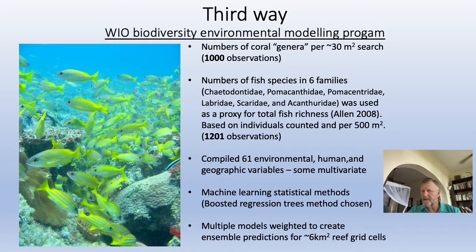We've combined at least 61 environmental and human variables that I'm aware of, and there may be a few more. And we're using machine learning statistical methods to develop models to fit to the biodiversity data and that environmental data, and that is then being used to fill in biodiversity estimates based on the environmental data for the approximately 7,900 cells without data.